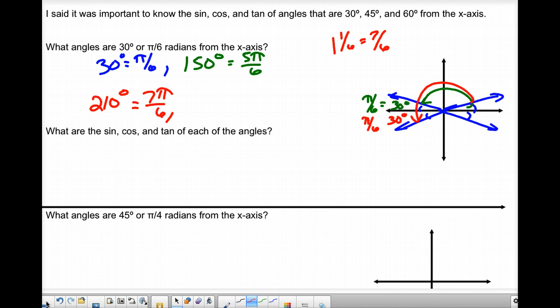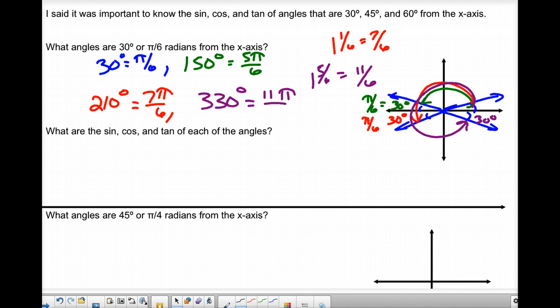And then the last one is 30 away from 360. It's 30 shy of 360, so that's a 330. And it's 1/6 away from 2 full pies. So if I was 1/6 away from 2 full pies, that means I had 1 5/6 of a pi, which is 11/6. So that's 11 pi over 6.